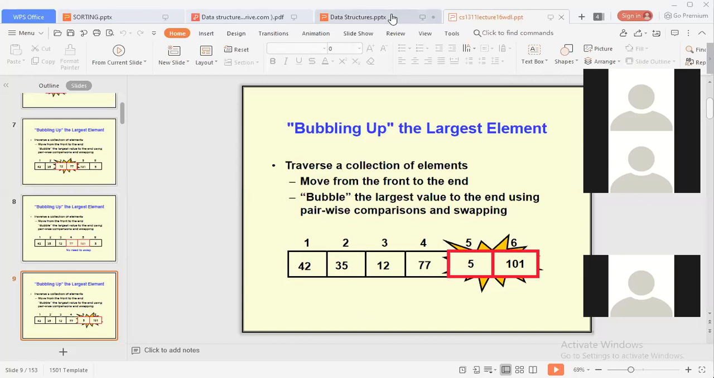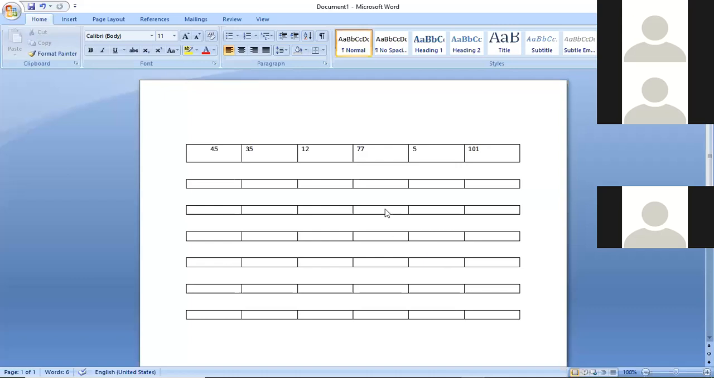Now, I want to share one more thing. Is it visible to you? No, sir. Wait. Now, is it visible to you? This Word file. Yes, sir.